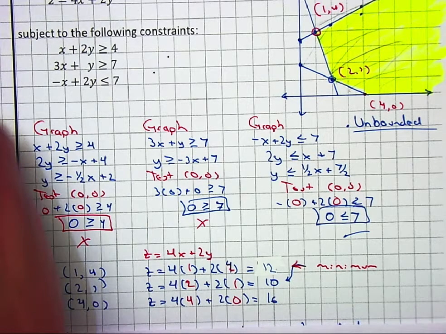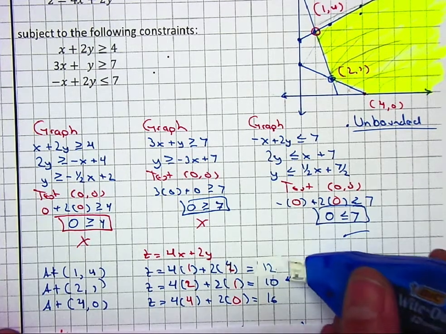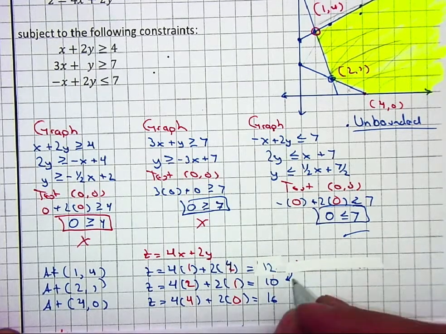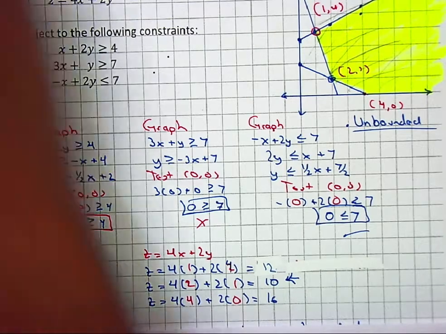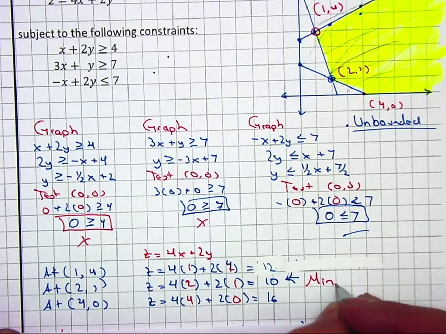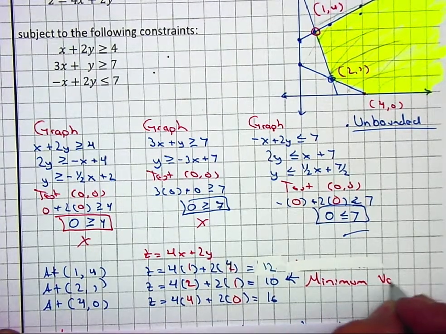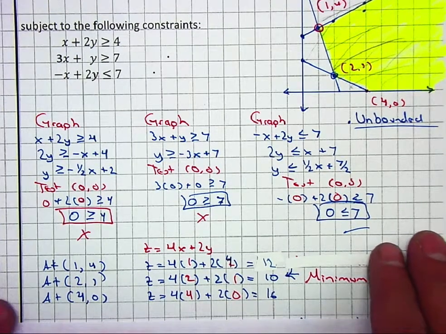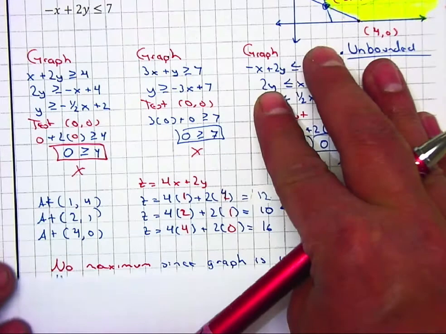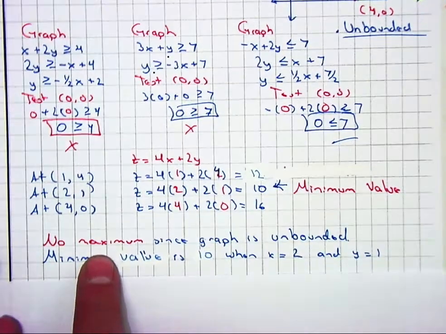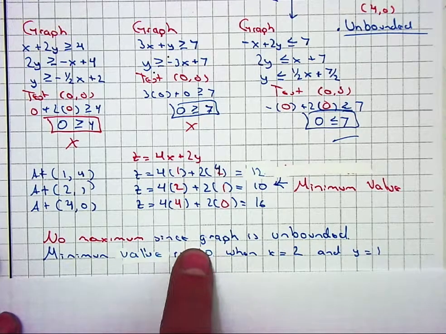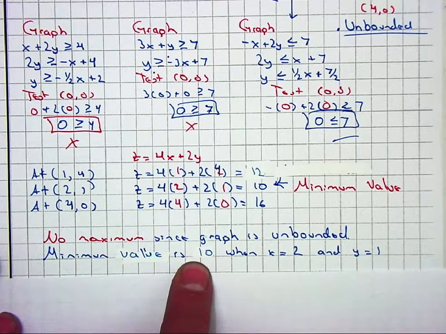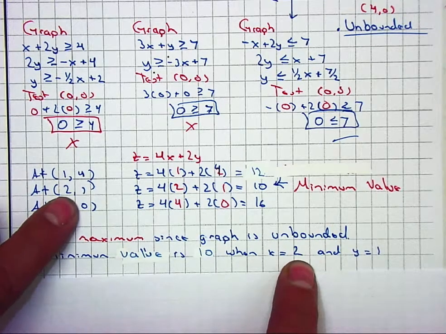So notice that in this case, my minimum value occurs at not 12, but at 10. That'll be our minimum value. And make sure to write down that there is no maximum value since the graph is unbounded, but the minimum value is 10 when the x value is 2 and the y value is 1.